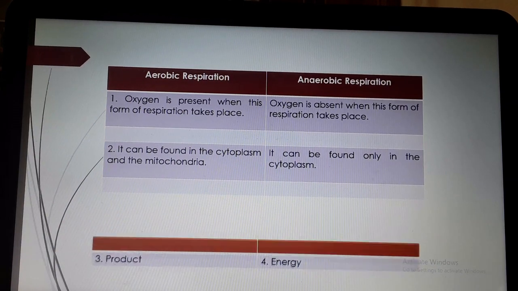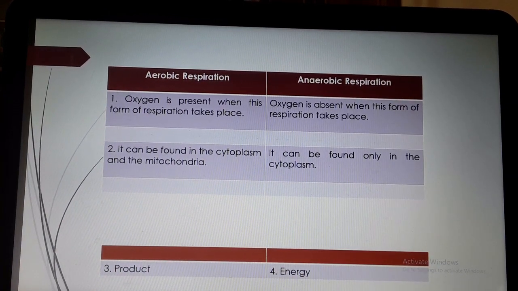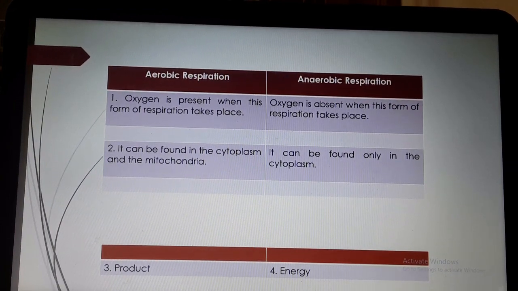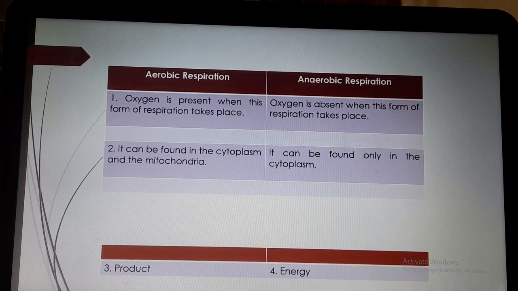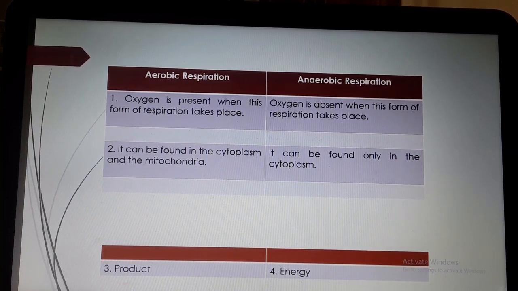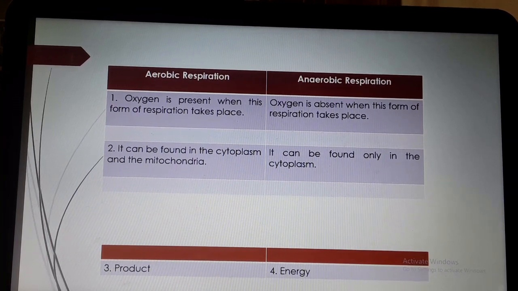Based upon the third point, product means outcome. In aerobic respiration, the outcome I already discussed: it can be CO2 and water. If anaerobic, there can be either lactic acid or alcohol, ethanol, right? And energy: as aerobic respiration is performed in cytoplasm and mitochondria, there is more energy. In anaerobic, less energy.